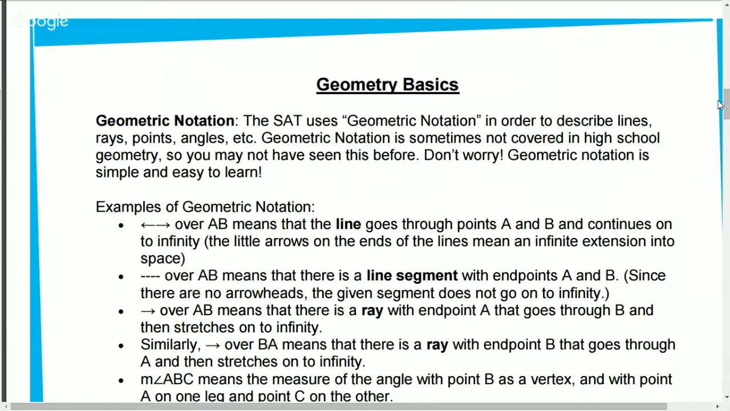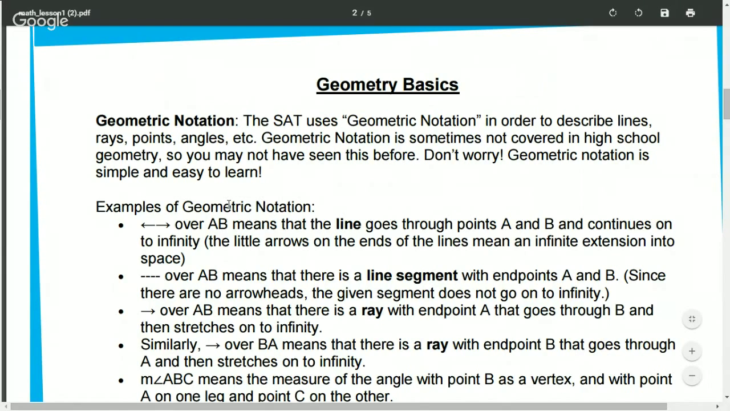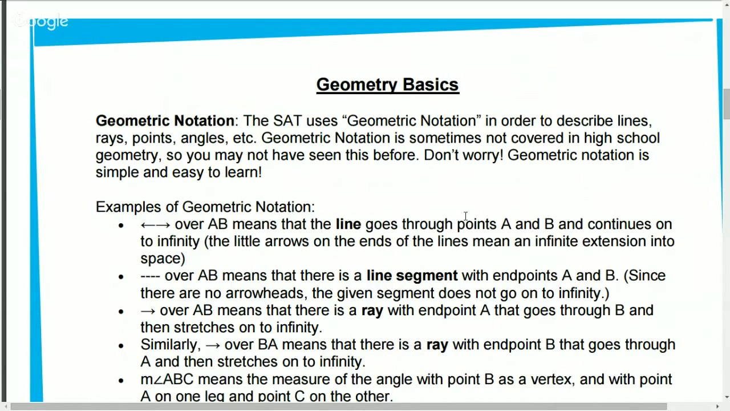Some examples of geometric notation: a line over two variables like A, B means that the line goes through points A, B, and continues on to infinity. The little arrows on the ends of the line mean an infinite extension into space. So it just goes on in one direction forever and never stops.